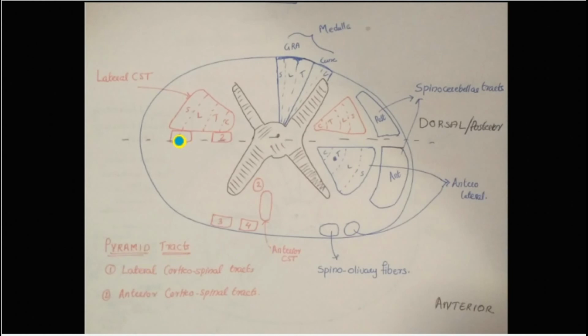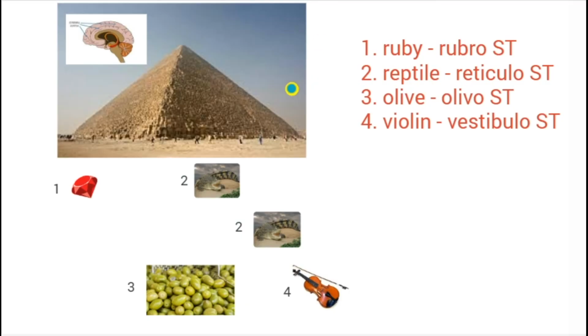So the extrapyramidal tracts include, I just counted these letters. This is the position of the extrapyramidal tracts. First position in here, second we have 2 and 3 located here, and 4 located here. So what are they? As a mnemonic, in the pyramidal system I make a picture here: cortex, only cortex, corticospinal tracts. In extrapyramidal, outside of the pyramid, make a picture here: a ruby and a reptile, 2 reptiles. Here is an olive, and here is a violin.